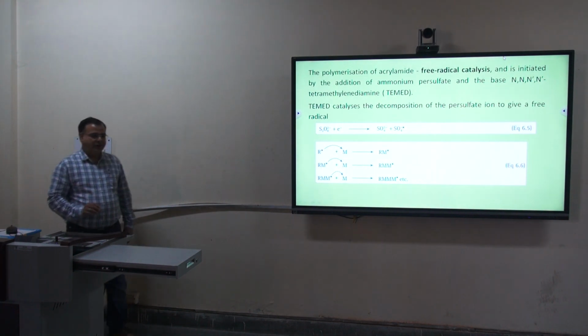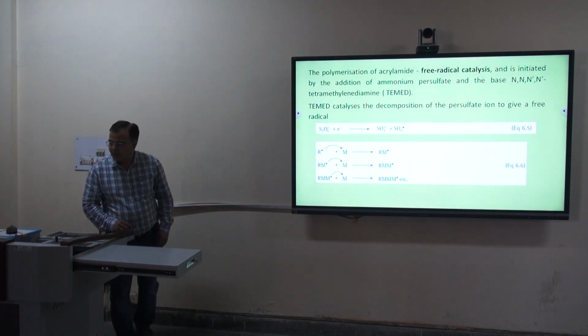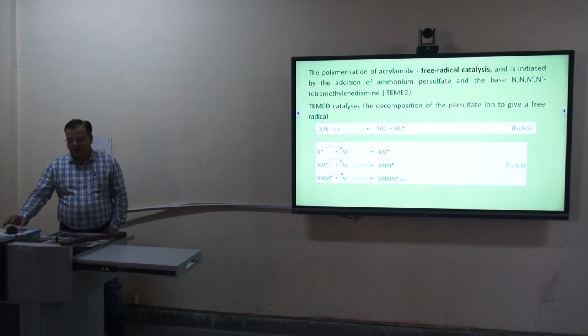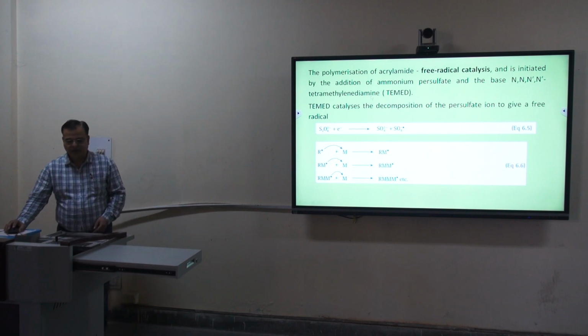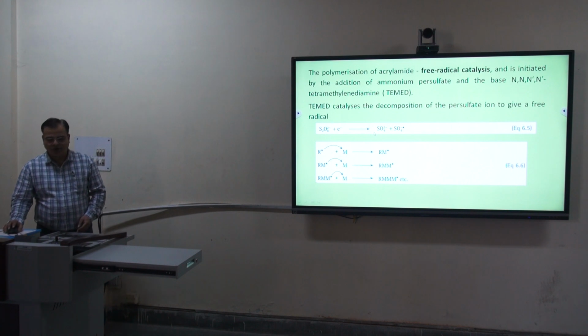They are mixed in different concentrations, and they are polymerized by adding ammonium persulfate, APS, and TEMED. It is actually a free radical mechanism. Ammonium persulfate and TEMED catalyze the formation of free radicals from the persulfate ion. A free radical is a highly reactive species due to the presence of an unpaired electron.